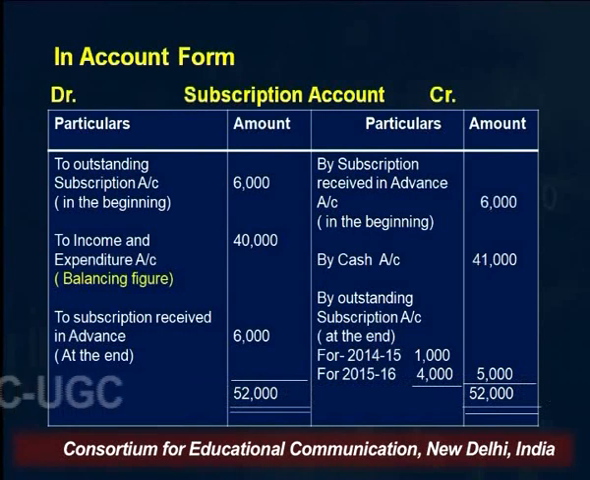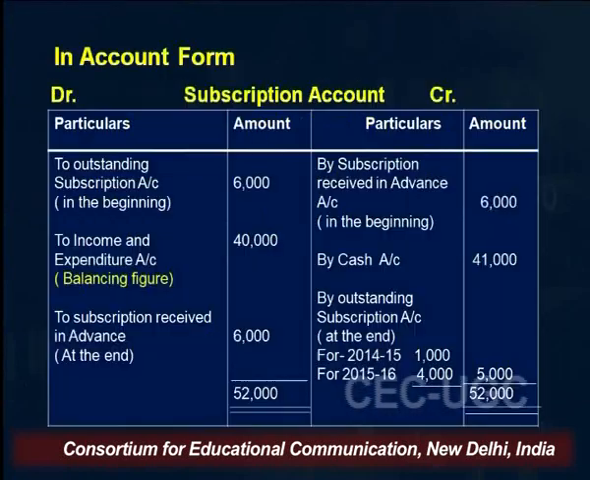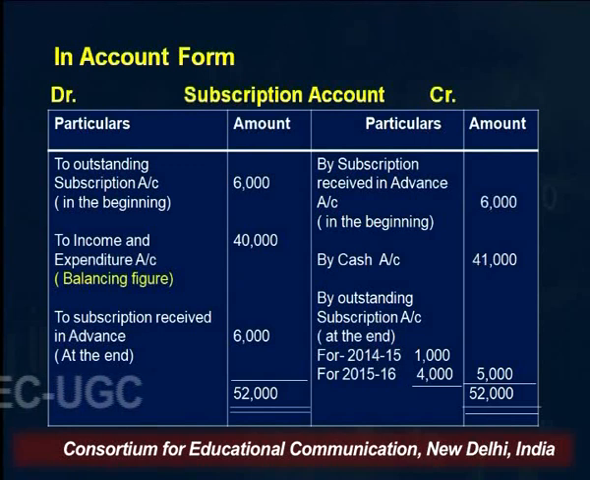Total subscription received is 41,000. So by cash 41,000, which we have taken from the receipt side of the receipt and payment account, is the total amount of subscription which we have received. The entire amount, irrespective of whether it is related to the current year or not, will be shown on the credit side of this subscription account with the name by cash, 41,000. On the credit side at the end, by outstanding subscription is shown.